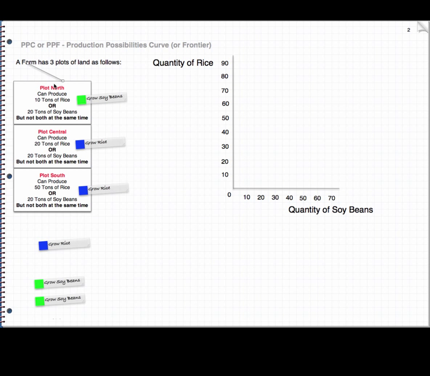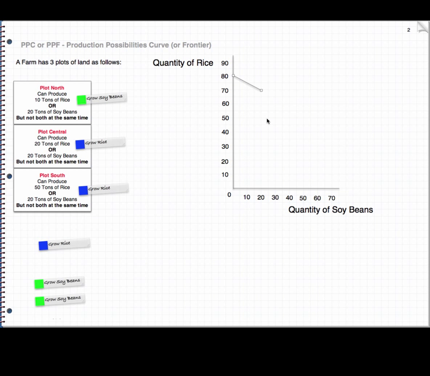It will be a line starting out at one point, 80 tons of rice and 0 soybeans. But now we're having 20 tons of soybeans, and what's left is 70 tons of rice. So that would be a point right here. So the opportunity cost to grow the first 20 tons of soybeans would be 10 tons of rice.